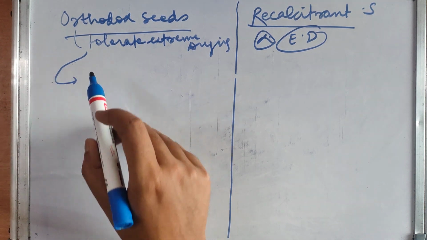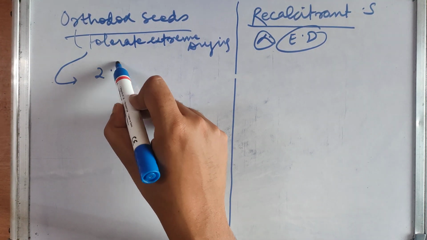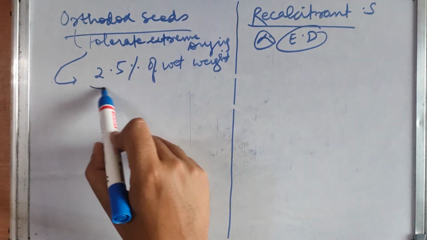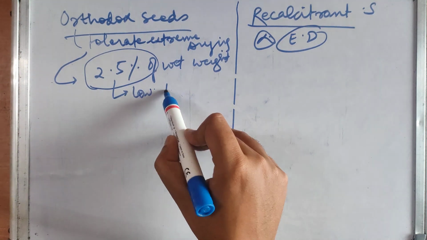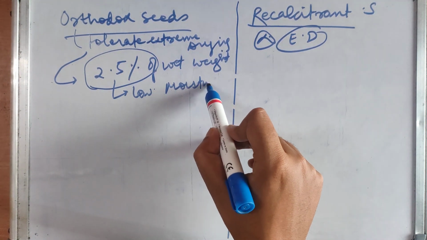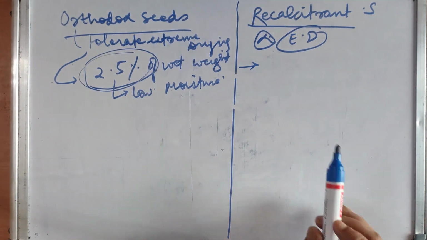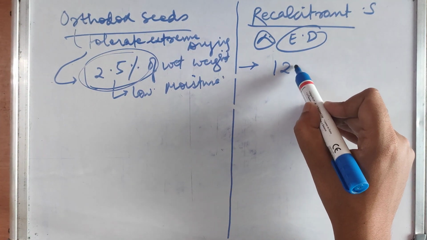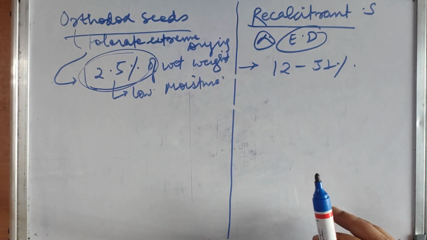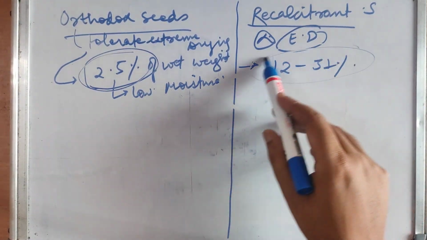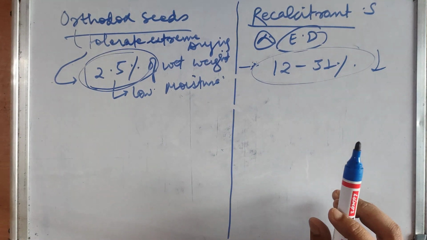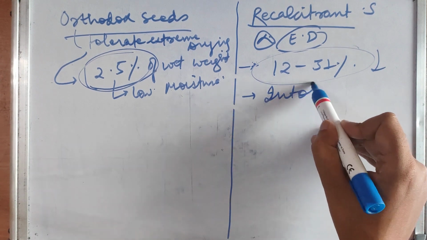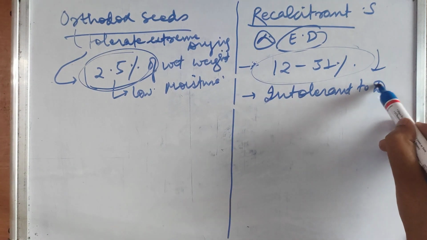Orthodox seeds can tolerate drying up to 2 to 5% of weight, that is, the moisture level decreases to low moisture levels of 2 to 5%, whereas the moisture level in recalcitrant seed is around 12 to 31%. If the moisture level is reduced to this, then the seed will start drying. So they are intolerant to drying.